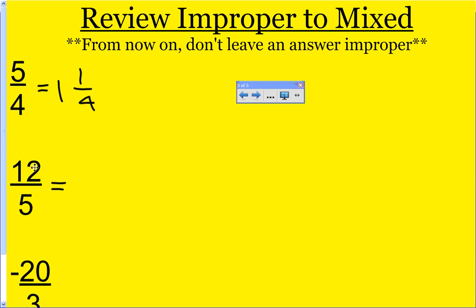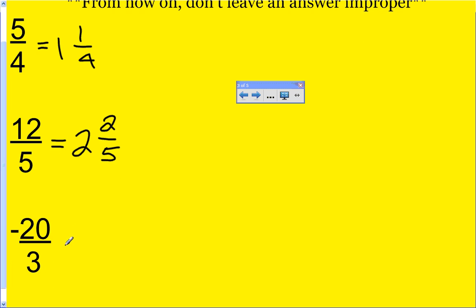How many times will 5 go into 12? Twice. The denominator stays at 5 again. And again, to figure out what my remainder is, I can say 2 times 5 is 10. What's the difference between 10 and 12? It's 2. The last one, we have a negative number, and again, we're going to do the same thing with the negative sign. We're just going to carry it over to our answer. So 3 will go into 20 six times. Denominator stays 3. Figure out what my remainder is. 6 times 3 is 18. What's the difference between 18 and 20? 2.